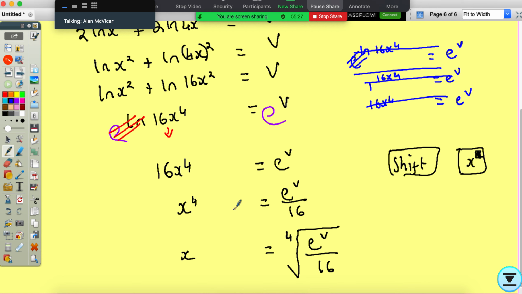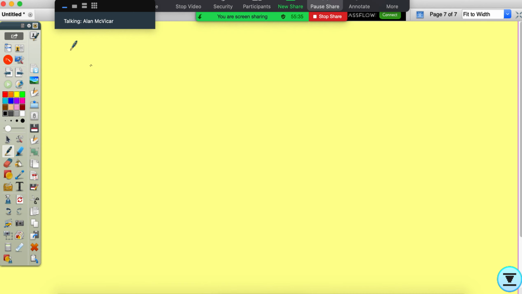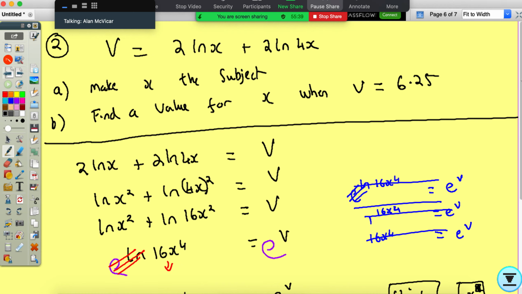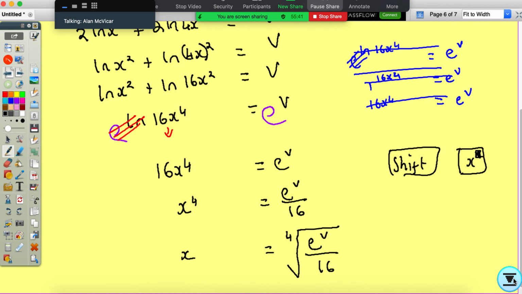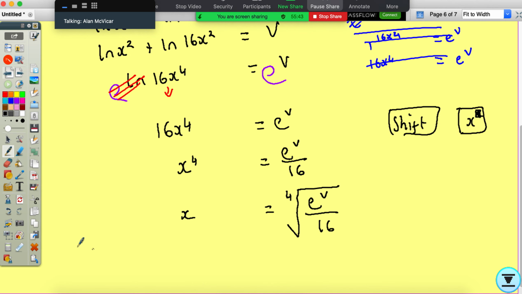Okay, one last one in this. In fact, I'll put part b up for you. I never did the last bit, did I? Sorry. Find the value of x when v is 6.25. Right, let's do that.